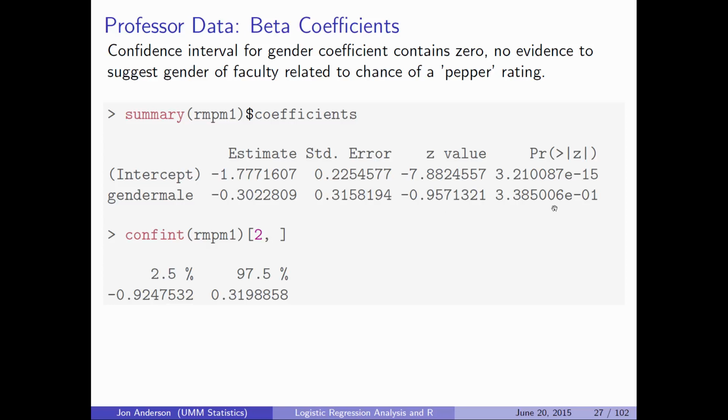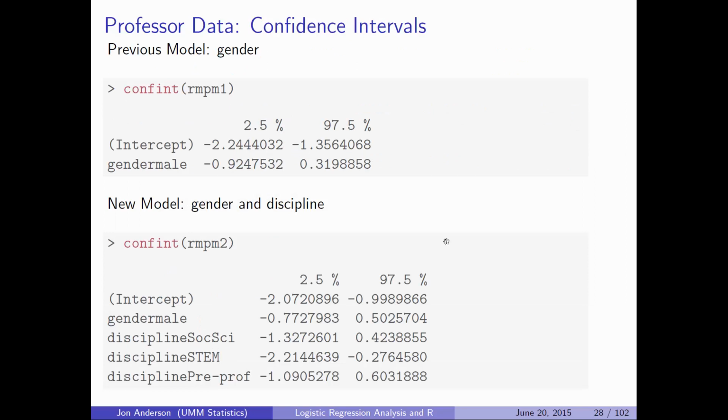The p-value for testing if this is significantly different than a parameter value of 0, in scientific notation, is a p-value of about 0.3385, and again concluding not enough evidence to say that gender differs, that there's an effect of gender on the risk of getting a pepper.